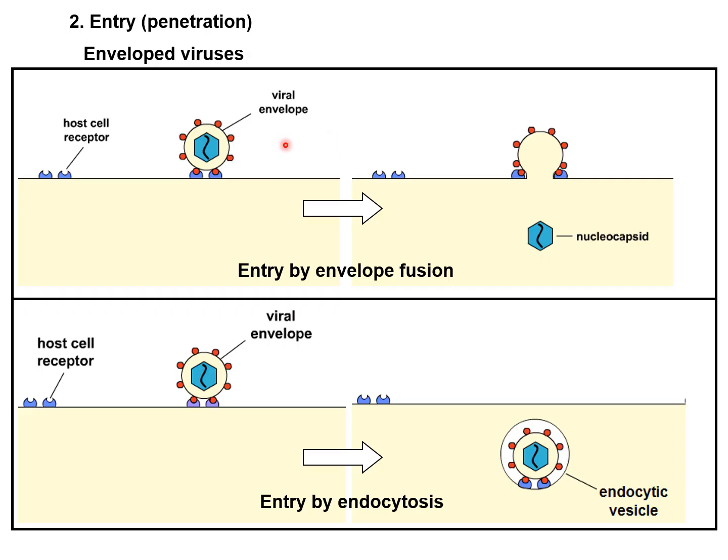So again, the glycoproteins have attached to the receptor, and then what happens next is fusion of the membrane that forms the envelope with the cell membrane, and the nucleocapsid goes inside the cell. The other possible mechanism is that after we have this interaction between the glycoproteins on the envelope and the receptors, what could happen next is that the whole thing enters the cell in an endocytic vesicle. So the second possible mechanism by which an enveloped virus could enter the cell is endocytosis.